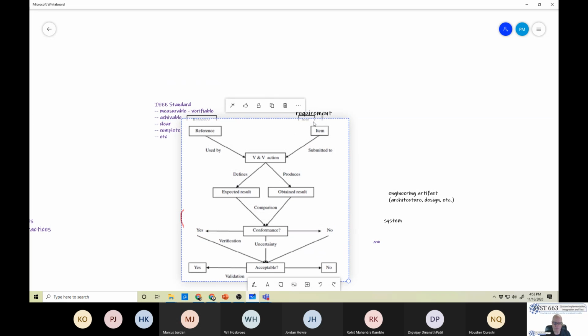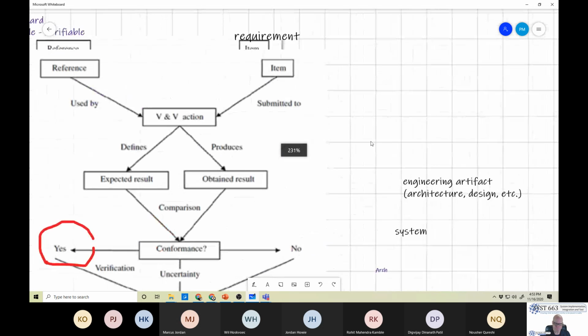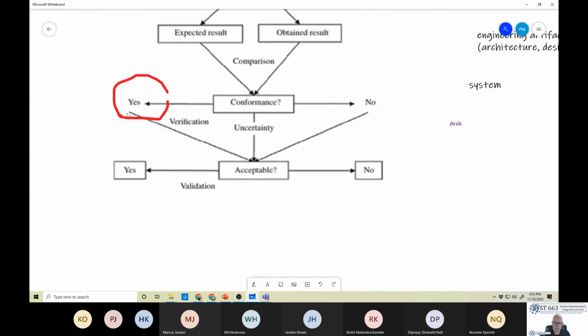So let's say the requirement has been looked at. You did this action, you got your result, and you've got this yes happening. What's happening down here? This is where validation is actually occurring. Can you see where even though you may say yes, what will happen if your stakeholders find it unacceptable? Have you guys ever had that issue?